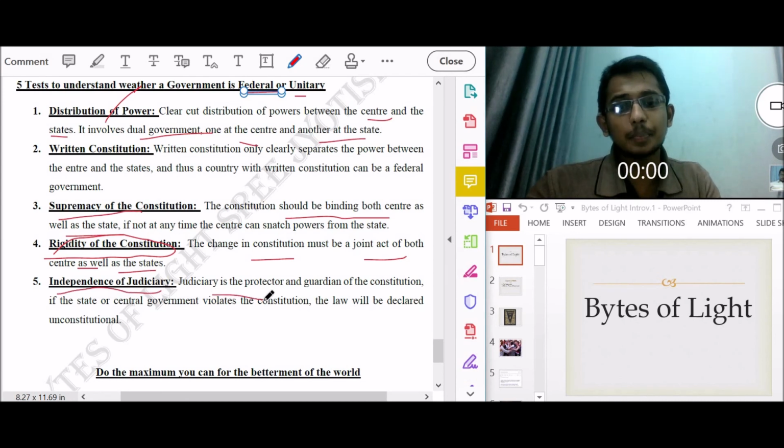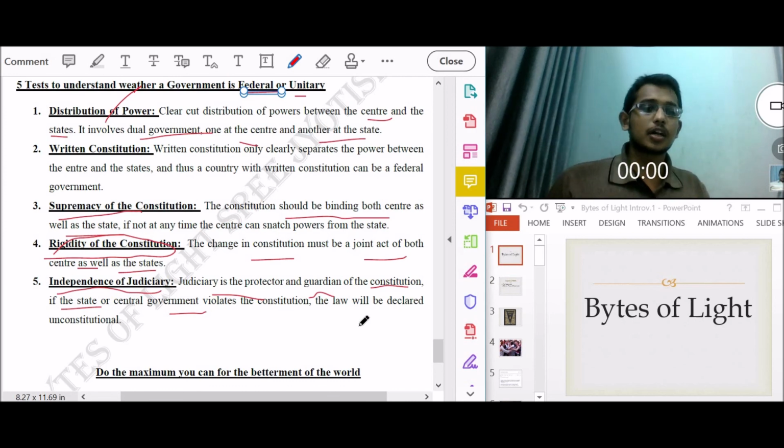The judiciary is the protector and guardian of the constitution. And if the state or central government violates the constitution, that particular law shall be declared unconstitutional.